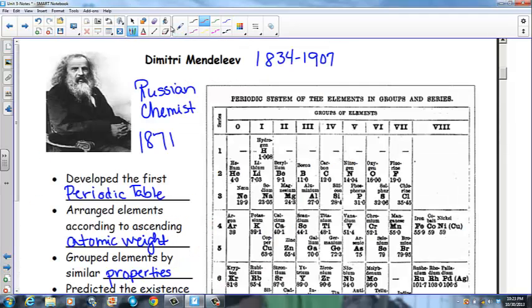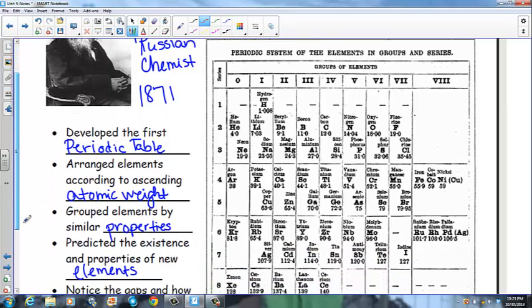So first, let's start with the founder of the periodic table, Dmitri Mendeleev. He was born in 1834 and died in 1907. He was a Russian chemist, and around 1871 he published his idea of the periodic table through many studies. He developed the first periodic table, arranged elements according to ascending, which means increasing, atomic weight.